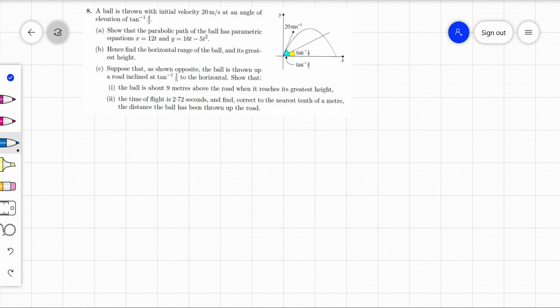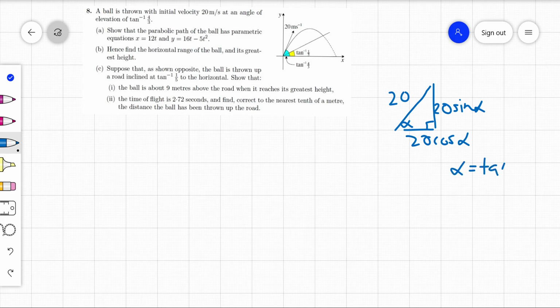Alright, so we're going to start to show the parabolic path has these equations of x and y. So we're going to start with x double dot and y double dot. What we might do is, this is 20, let's make this alpha. So this is 20 sine alpha and 20 cos alpha. So these are the initial velocities. I'll put alpha for the angle, even though we know the angle is inverse tan 4 on 3, the angle of projection.